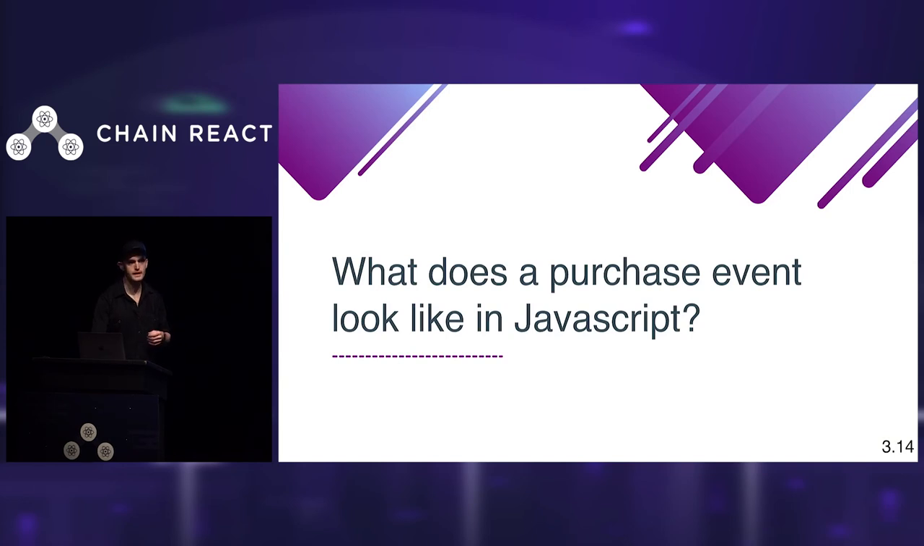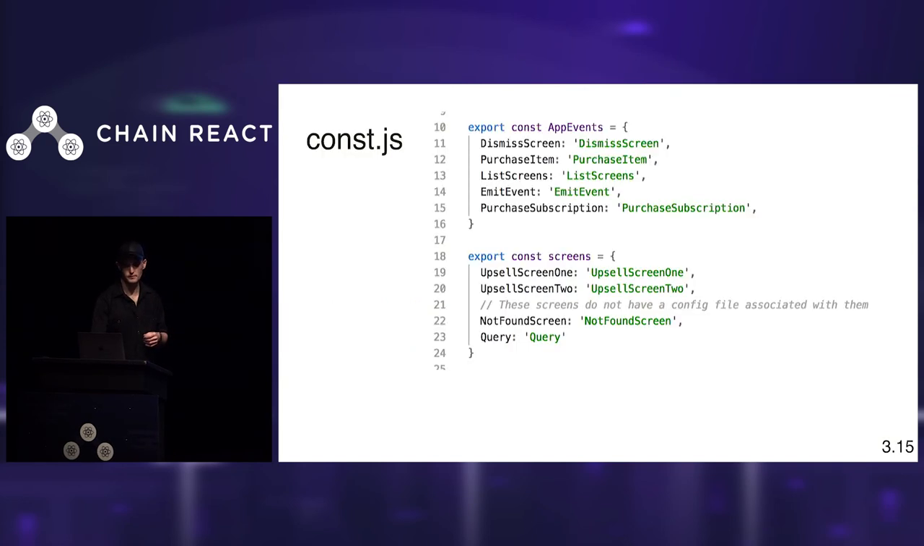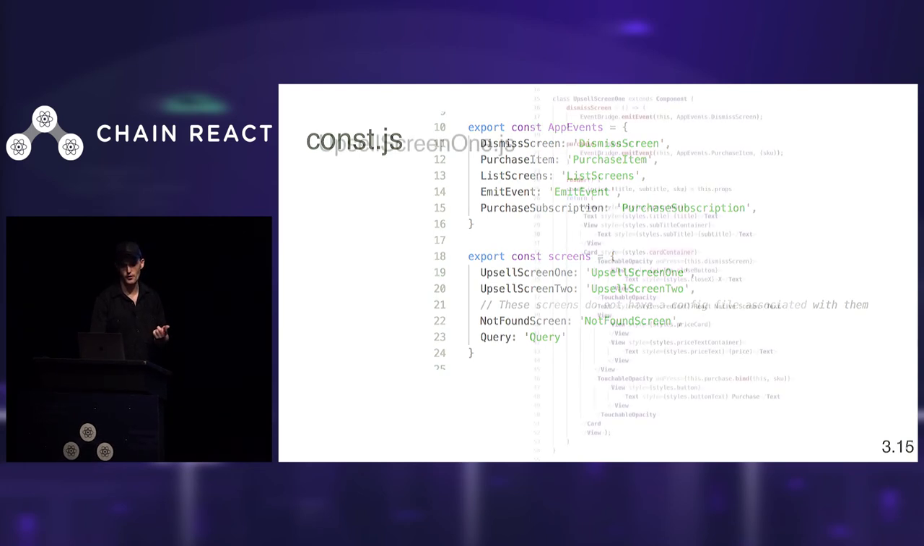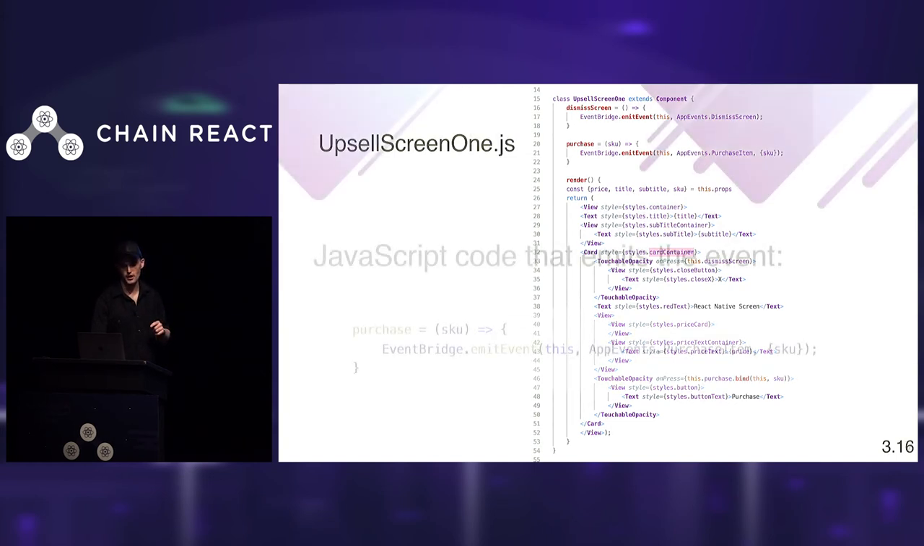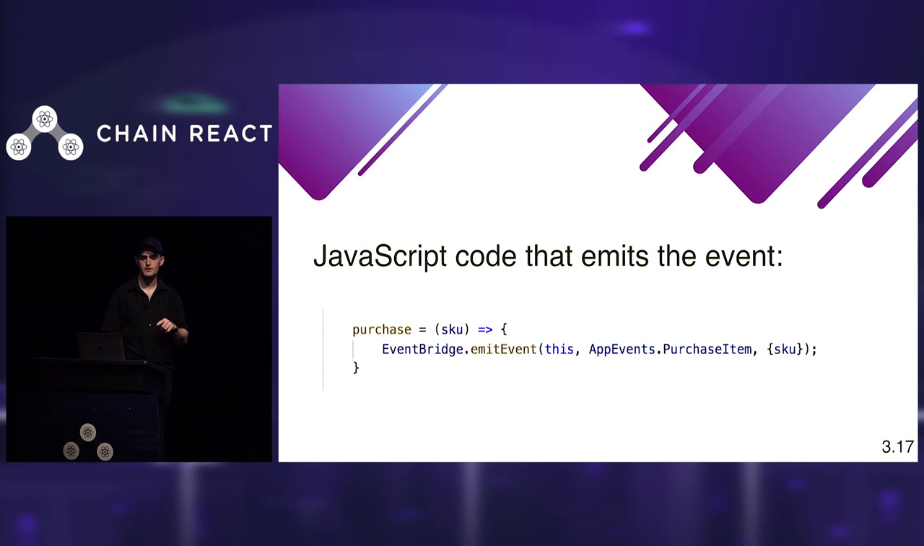So what does this look like in code? Well, we would define a bunch of strings to represent events, roughly like this. The component would look like a normal React Native component, but let's just zoom in to the purchase function. What is actually going on there? This is using the React Native Event Bridge to emit an event that's going to be caught on the native side of the bridge. And the event that we're emitting is just a string like I showed you before, and we're passing with that a dictionary that contains the SKU.